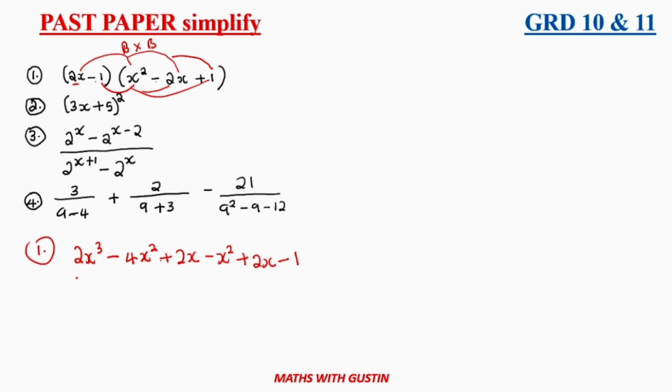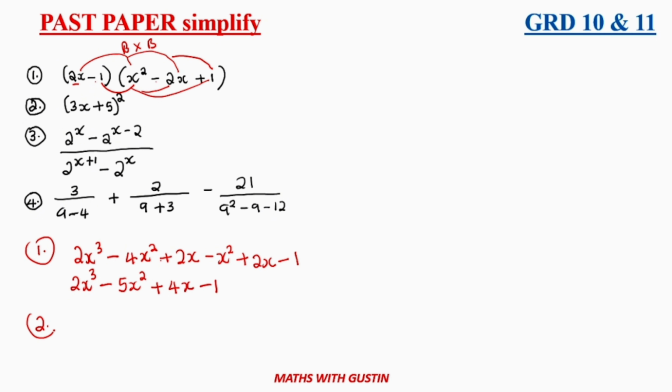The last thing to do now is to group the ones that are the same. 2x cubed, it's alone. Then we have minus 4x squared minus x squared here is going to give us minus 5x squared. Therefore we have 2x plus 2x here, which is going to give us plus 4x, and then negative 1 will just be negative 1 alone. All right, so I hope you guys understood that. That's how you would deal with this question.